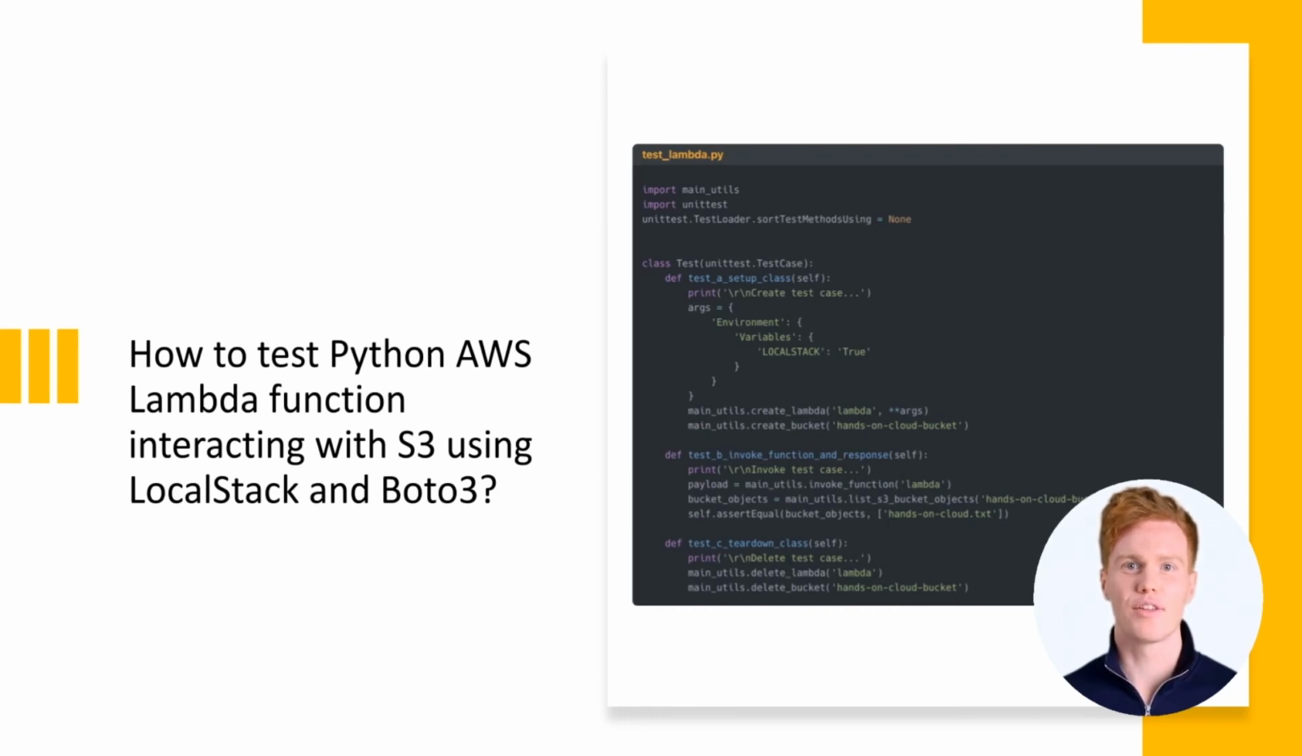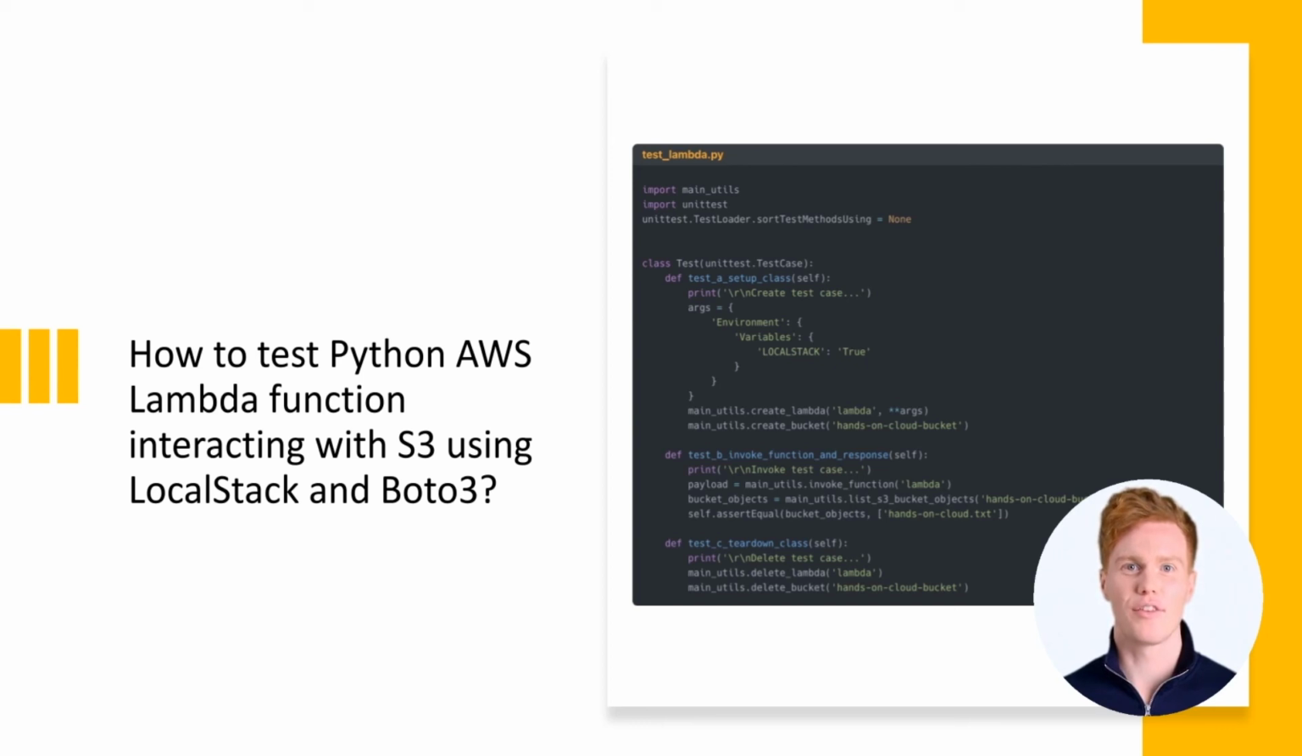Now, let's take a look at the test case. This test case is simple but powerful. We're deploying the Lambda function with a specific environment variable to let it know that the code is executed in the LocalStack environment. The code of the Lambda function will use the LocalStack environment variable to adjust Boto3 client settings. After the Lambda function, we deploy the S3 bucket.